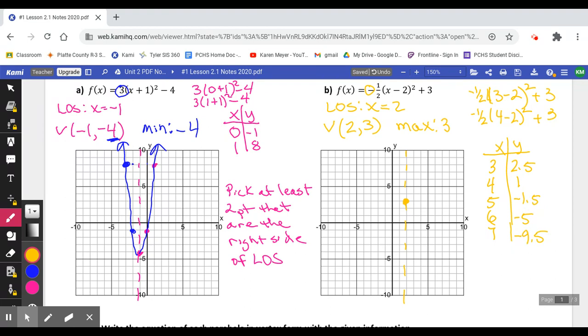So I'm going to go ahead and plot these. So 3, 2.5. And then I'm going to reflect it over. So 4, 1. And then I'm going to reflect it over. 5, negative 1.5, and then reflect it over. 6 is negative 5. Reflect it over. And the last one I have is 7, negative 9.5, and reflect that over. And then here is my U shape.